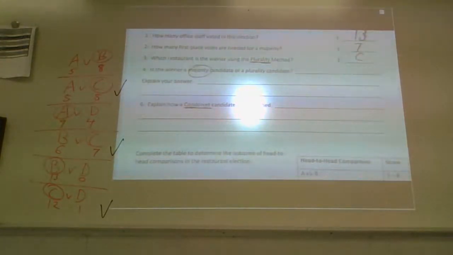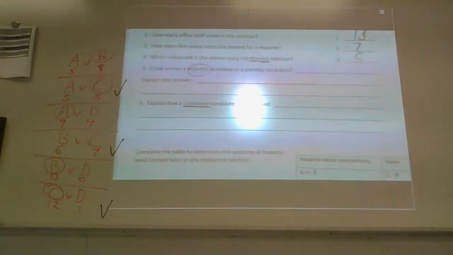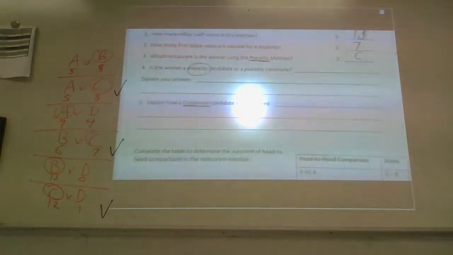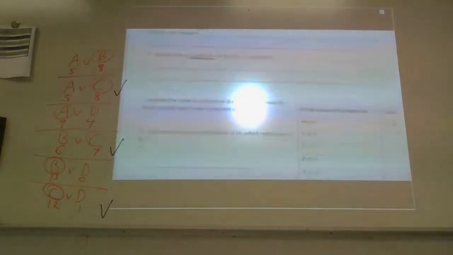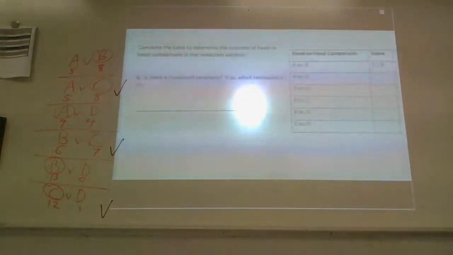Oh, man, I already did it. Look at me. Okay, full confession, I didn't look at the bottom half of this page. I literally did not look at the bottom half of this page. And looking at the bottom half of this page, it's asking you to do literally what I just wrote on the board. That's nuts. I did not think that would actually happen, but it did. Good for me. But anyway, yeah, explain how a Condorcet candidate is determined.